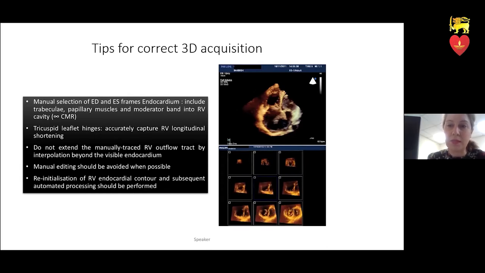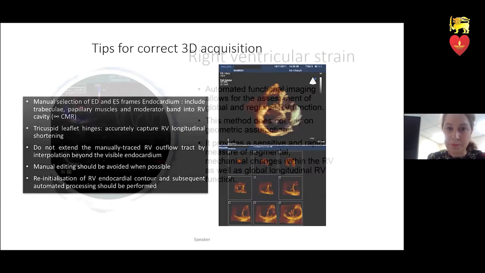Also, now we have dedicated software for the RV shape. However, as you can see, when there is pressure and volume loading, you will need to use a little bit of your expertise to guide the software.